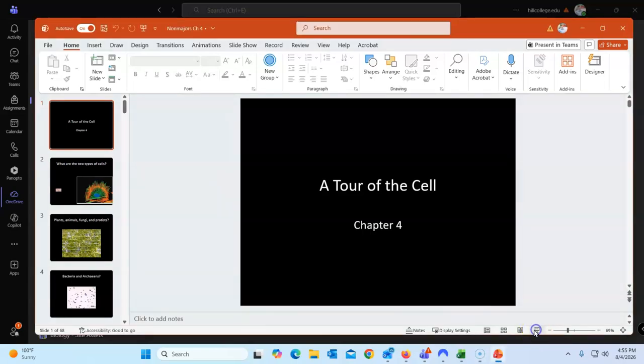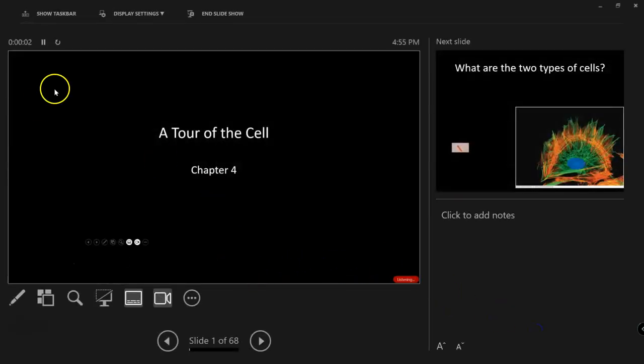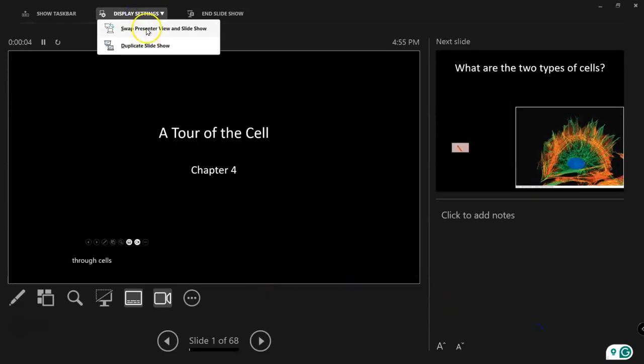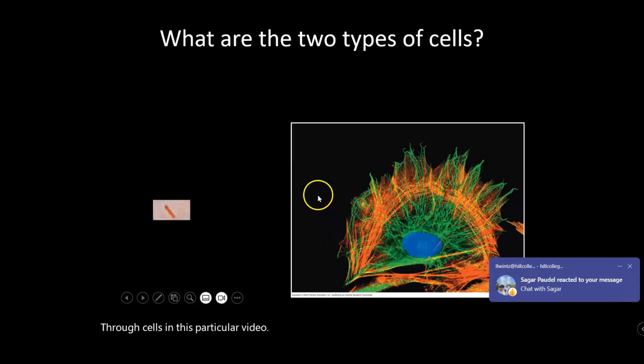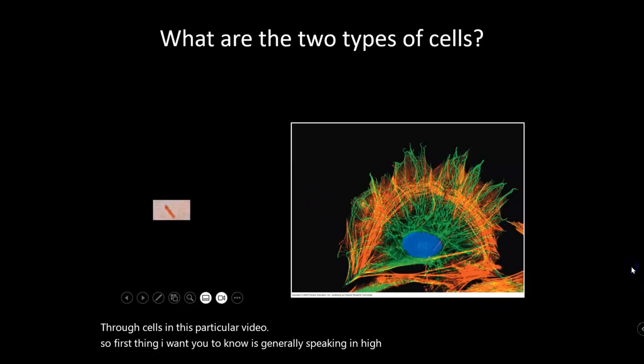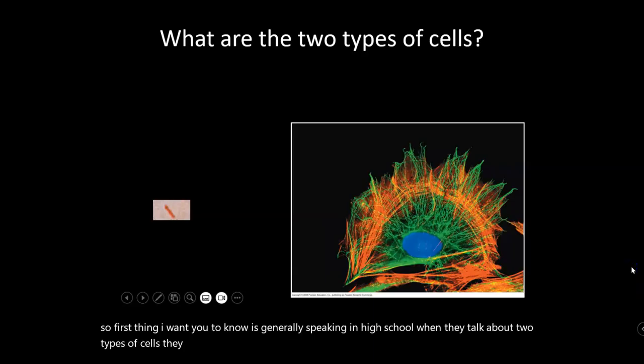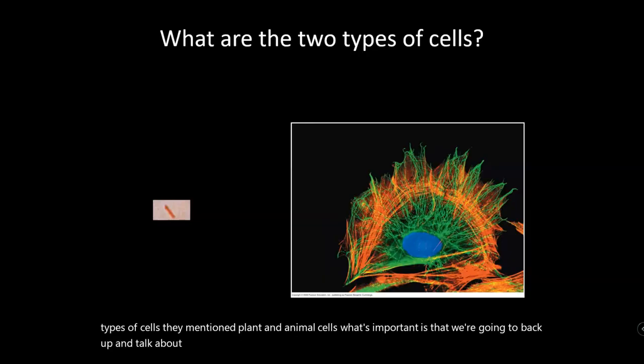Alrighty, we're going to go hopefully pretty quickly through cells in this particular video. So first thing I want you to know is, generally speaking, in high school, when they talk about two types of cells, they mention plant and animal cells. What's important is that we're going to back up and talk about the two main types of cells that are bigger picture than that, which are prokaryotic cells and eukaryotic cells.